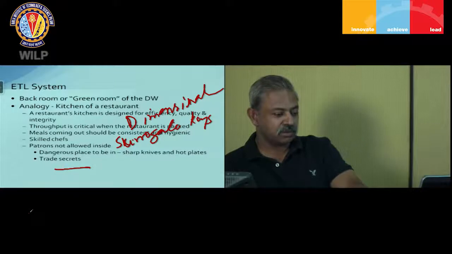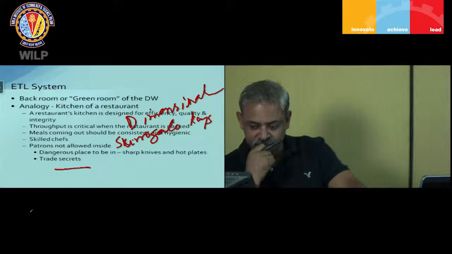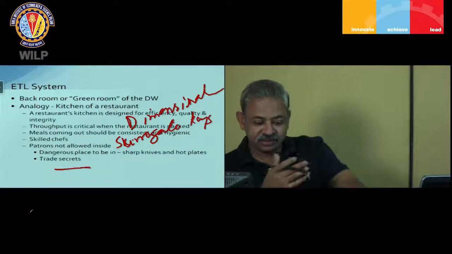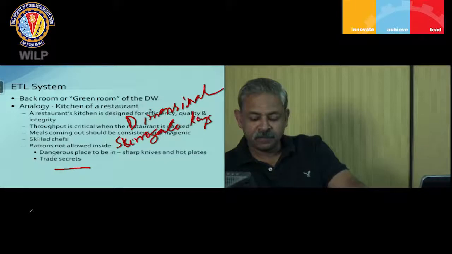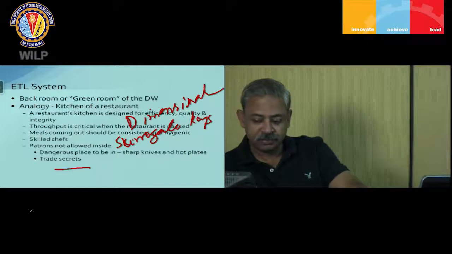Some more things about ETL. The backroom, or green room, of the data warehouse. Kimball uses the word backroom. Green room, as you know, refers to behind-the-stage activities, where the actors and everybody get ready to appear on stage. Like the green room, for a data warehouse this is where the data is actually prepared before it is presented to the end user.